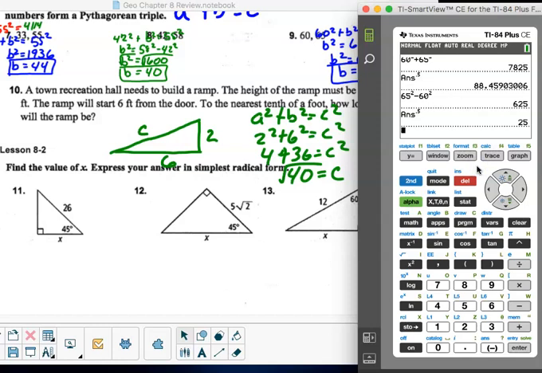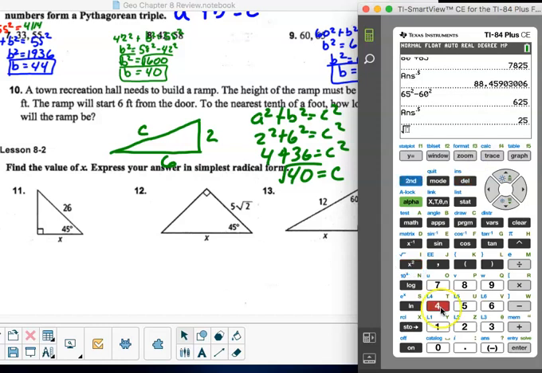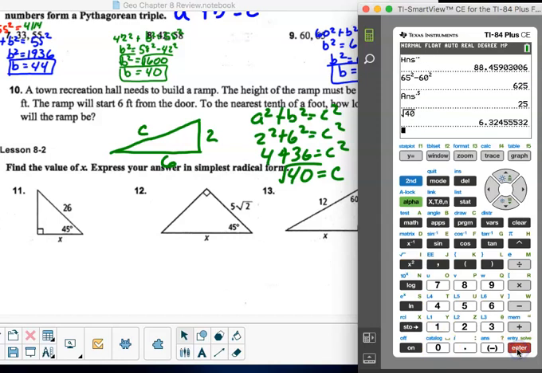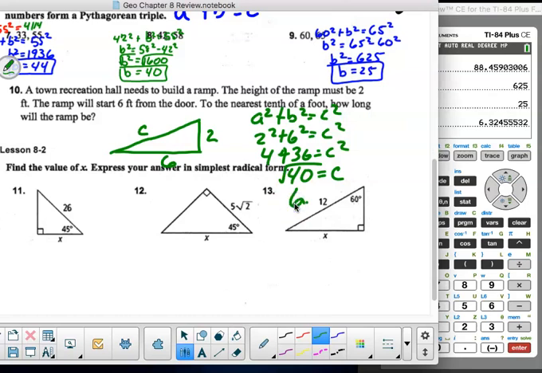So now I got to take the square root of 40, hit enter, and come up with 6.3. So I've got 6.3 is equal to c. So my length of the ramp is 6.3 feet.